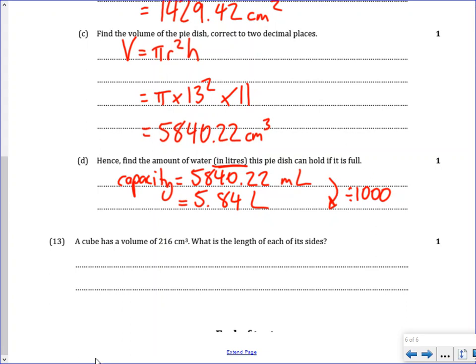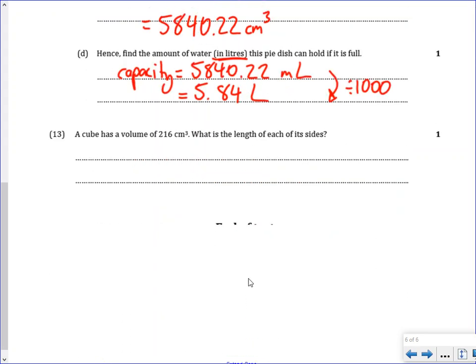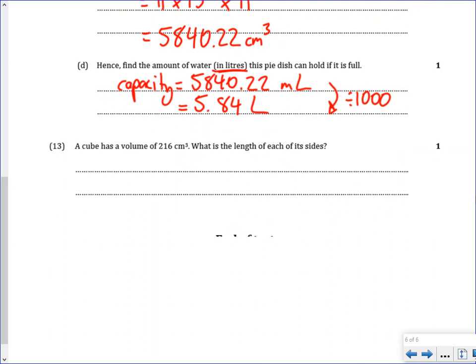Now lastly, for this final question, a cube has a volume of 216 centimeters cubed. What is the length of each of its sides? Well, basically the volume of a cube is just V equals S cubed. So if we had a cube, we're just going to get the side times another side times the other side, but because it's a cube, they're all going to be the same, so we just cube it. Hence why we call it cube, by the way. In this case, we're saying that 216 equals S cubed.